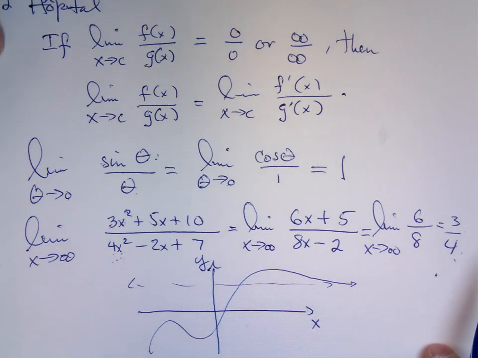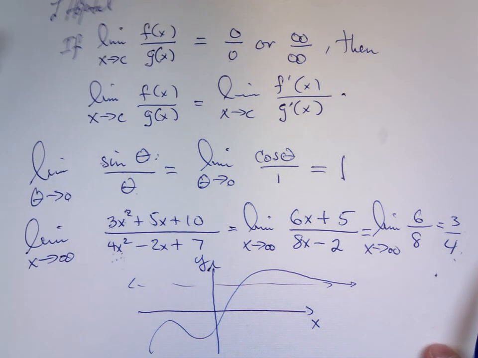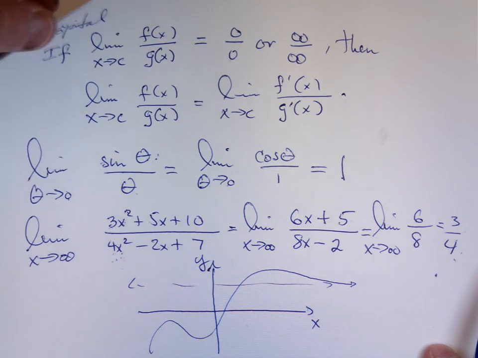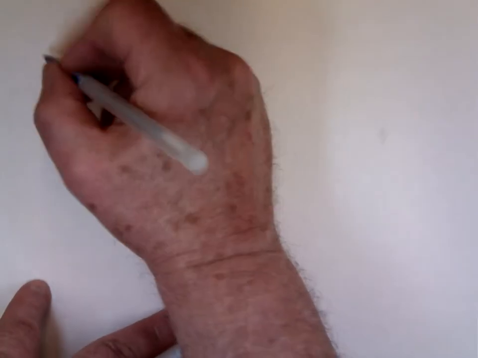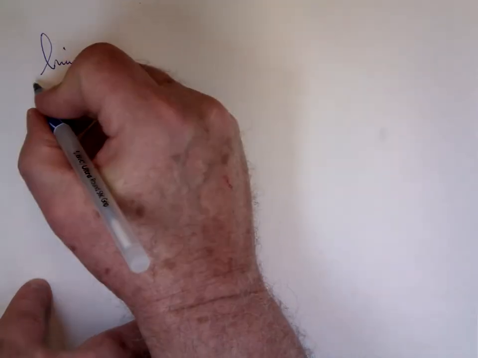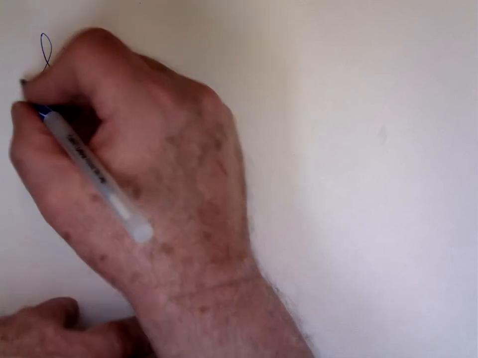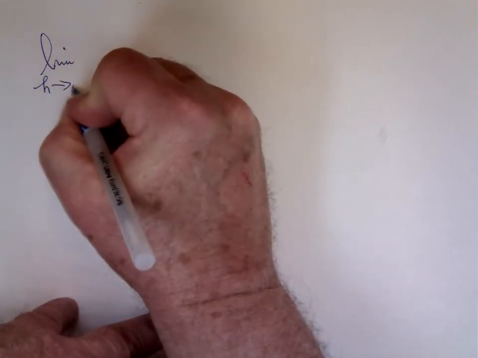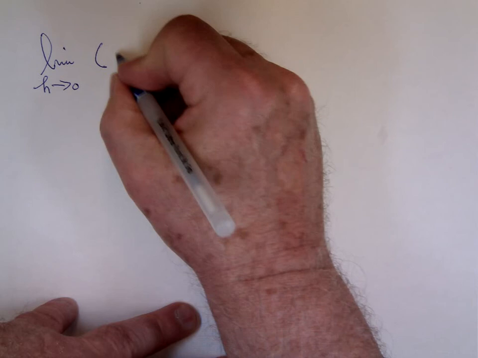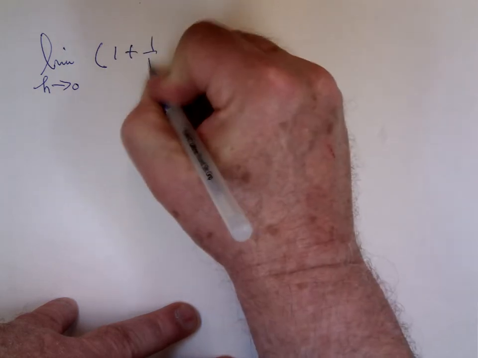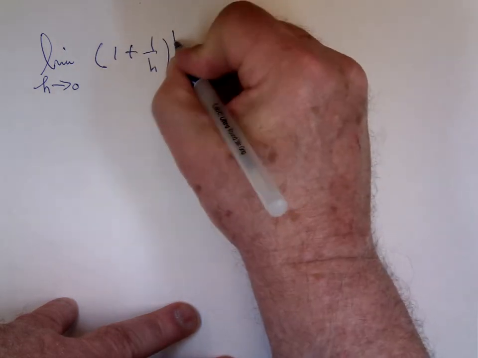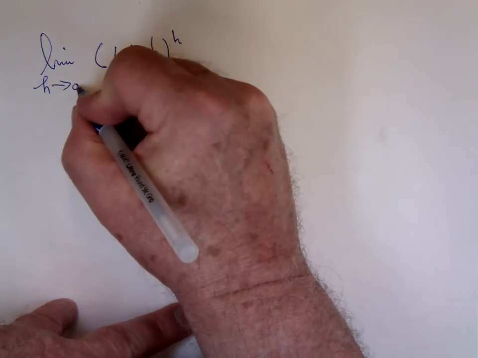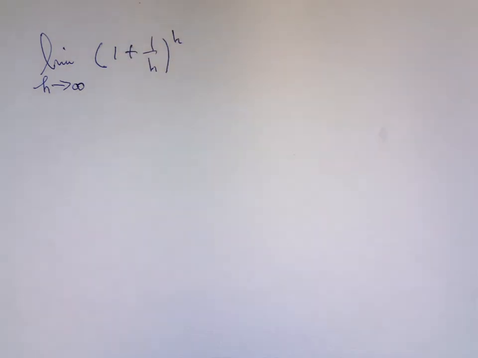And that is this problem. Find this limit. I want to go to infinity here. Make that infinity. We have 1 plus 1 over h, to the h power, as h goes to infinity.